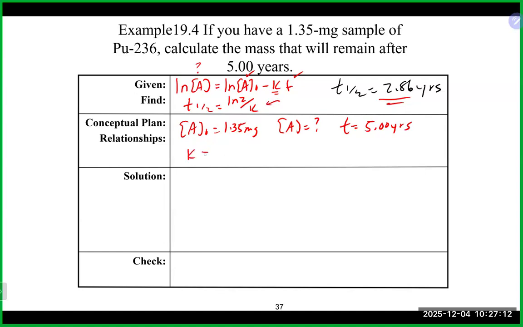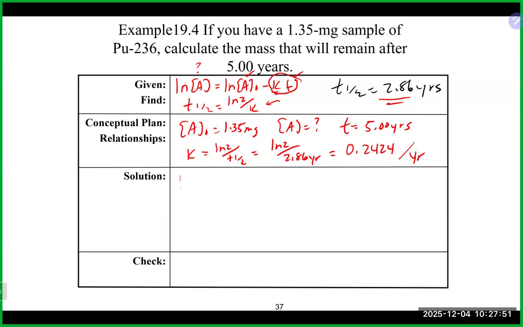If we do that, our decay constant should equal the natural log of 2 divided by our half-life. That gives us the natural log of 2 divided by 2.86 years, which gives us 0.2424. These are reciprocal years, just like a rate constant, 1 over some unit of time. We also always want to remember, when we're using this equation, these two need to be in the same time unit. In this case, the time is 5 years, and this is in years, so we're all good there.